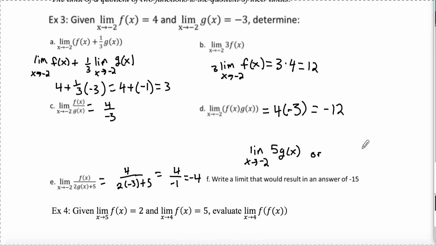Or maybe you got a little more ambitious and did something like the limit as x approaches negative 2 of, I don't know, we could say 3 f of x, because that would take us to 12 plus 3 or something like that. There's actually an infinite number of different variations on what you could do there and how you could express that. All right. Cool. So let's go ahead and take a look at some other examples.